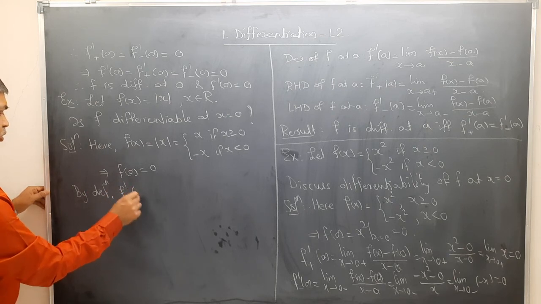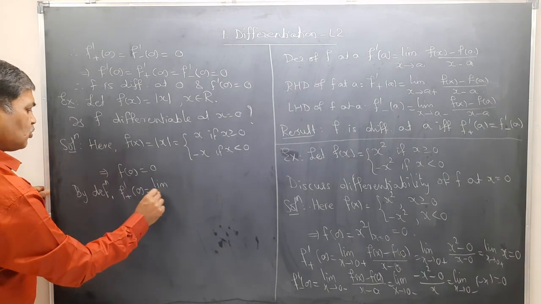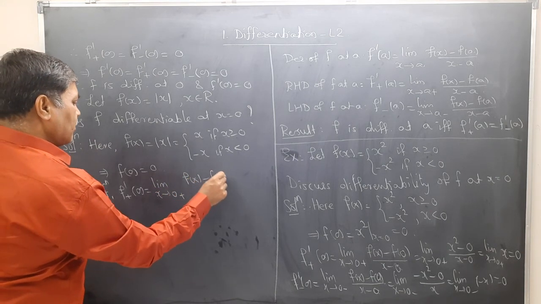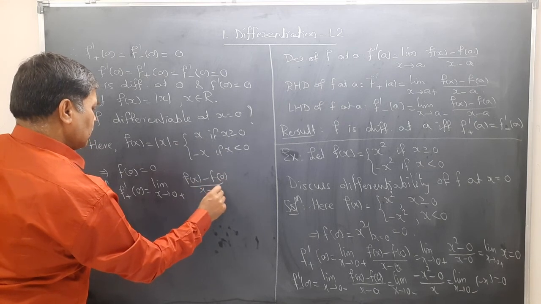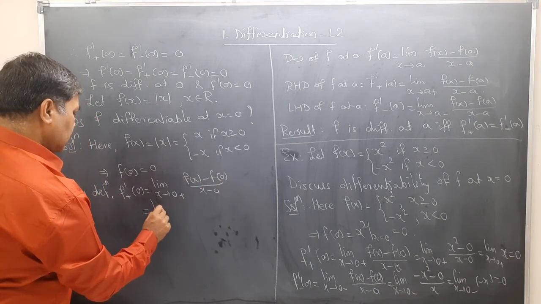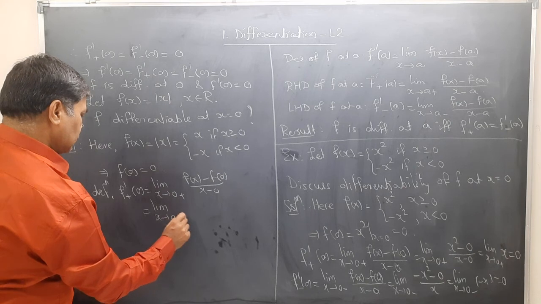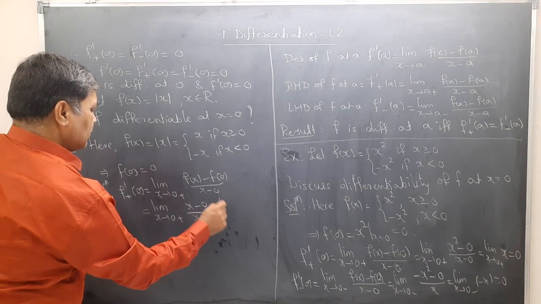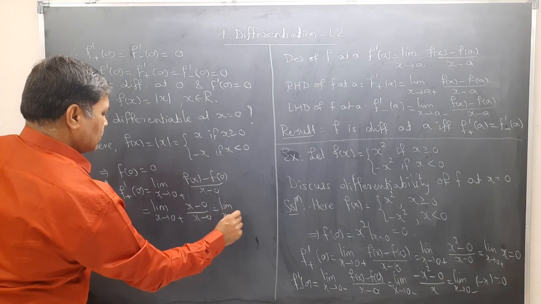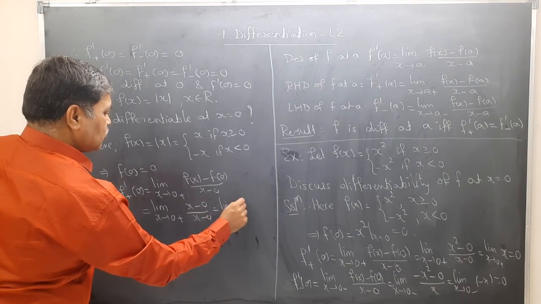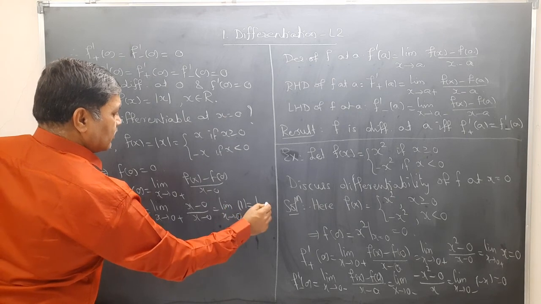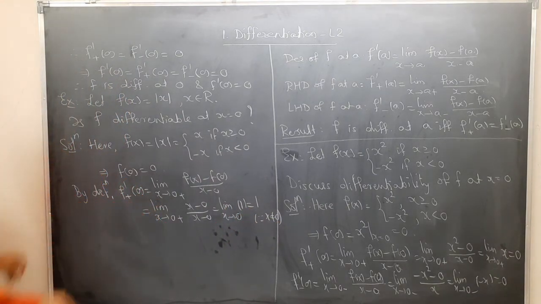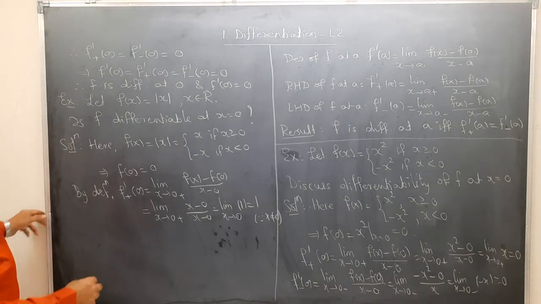f dash plus 0 is equal to limit x tends to 0 plus of f(x) minus f(0) upon x minus 0, which is equal to limit x tends to 0 plus of x minus 0 upon x minus 0, which is limit x tends to 0 of 1, which is 1, since x not equal to 0. Okay, so that's why I can cancel x there.